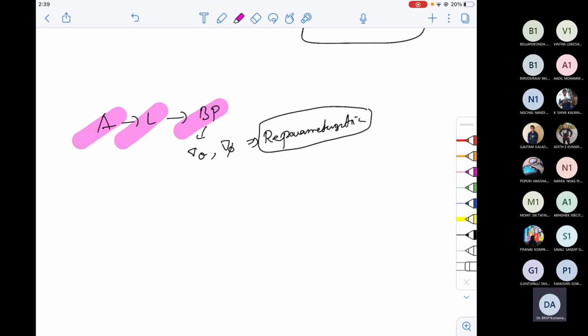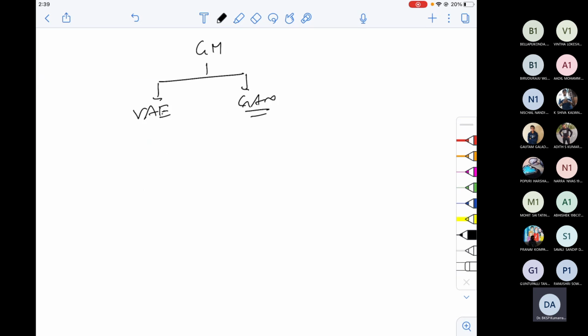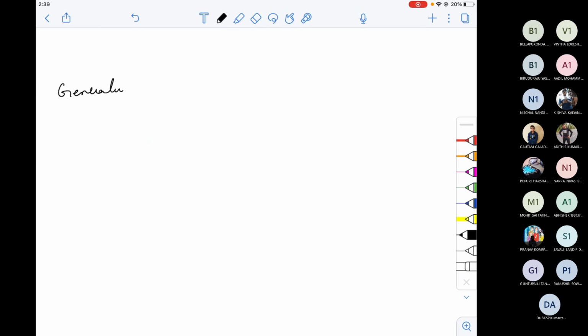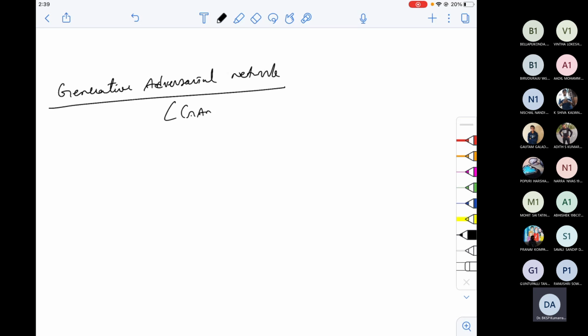The last topic in our course is the other generative model. I already told you we have two generative models. One is the variational autoencoder and the other one is GANs, generative adversarial networks. We'll see that now. Generative adversarial network, in short, is very popular, called GANs.